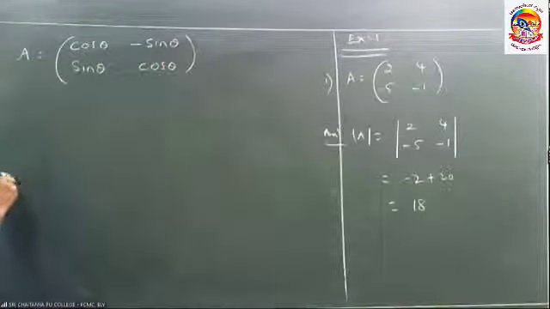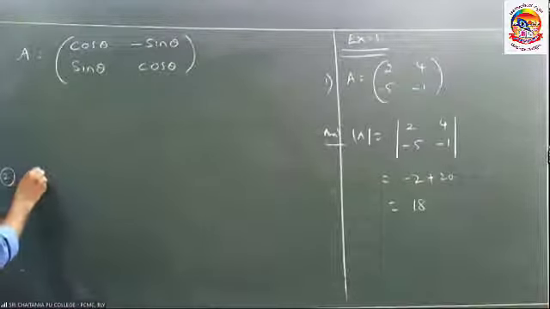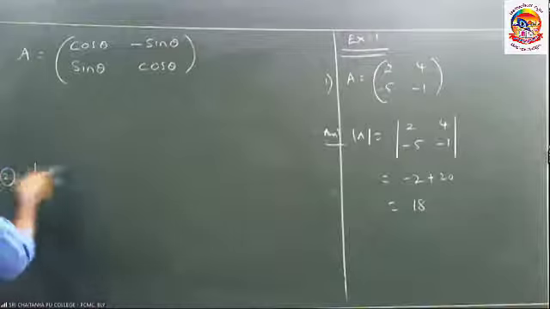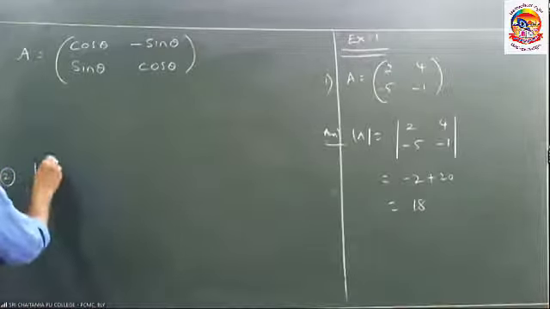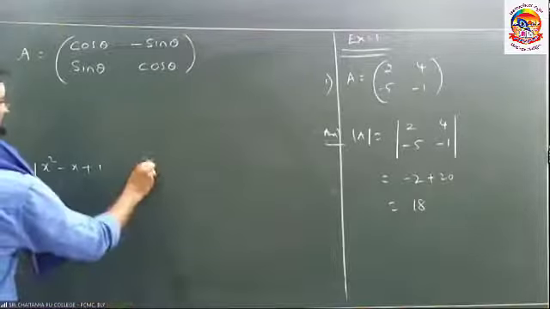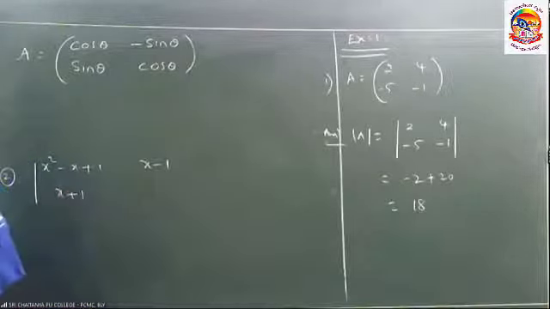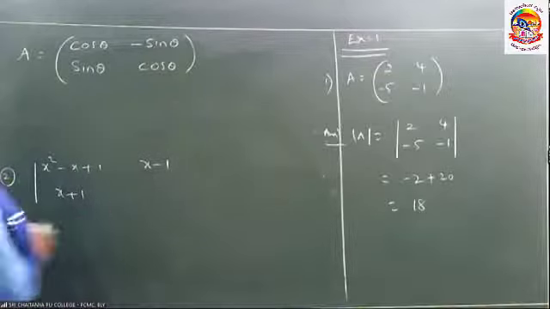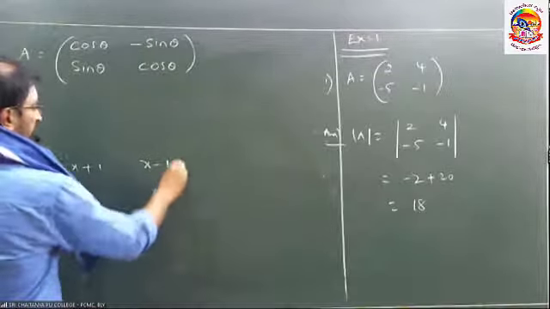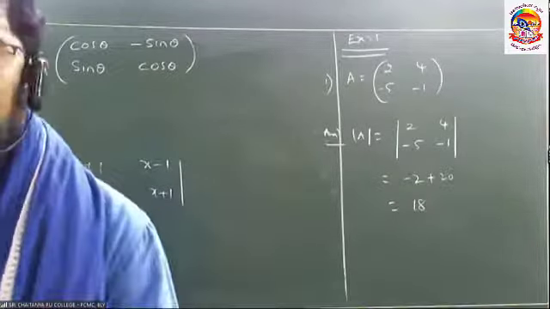And the second problem is the determinant of, I am giving you directly, x square minus x plus 1, this is the first element, x minus 1, second element, x plus 1, second row first element, and x plus 1 again. Copy these two.